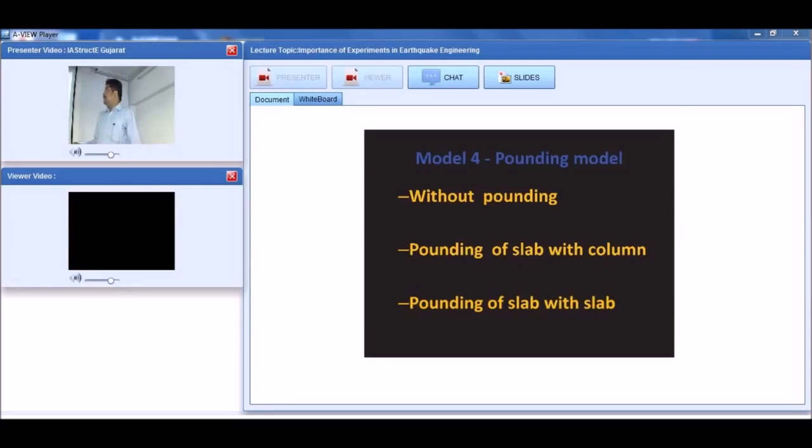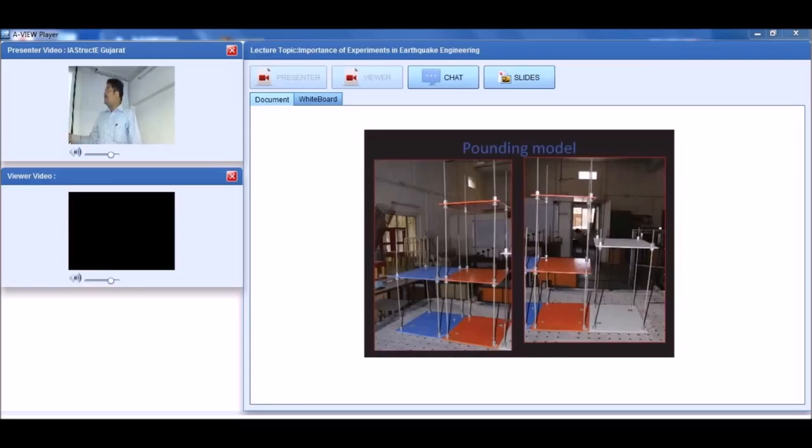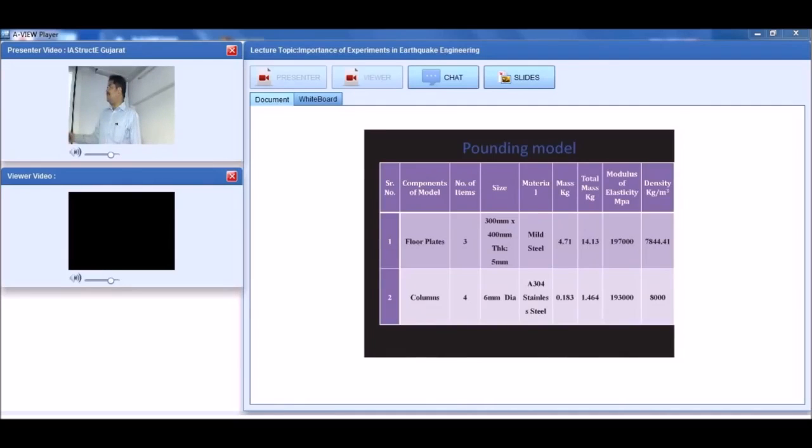So here are the simple models where this slab is hitting the slab, and in this case this slab is hitting the column. Right? The slab is hitting the column. What will happen? We'll see. Next. These are the readings which have been taken.